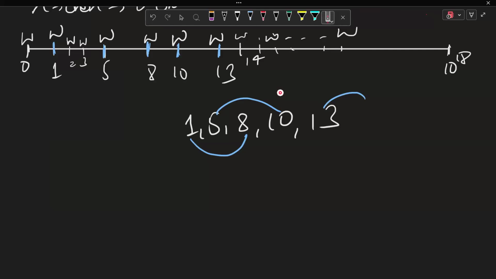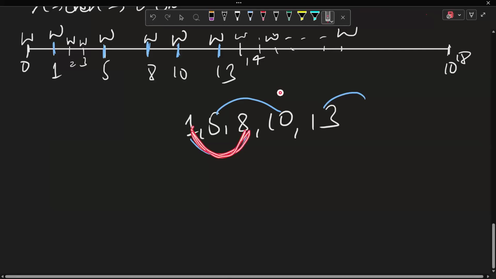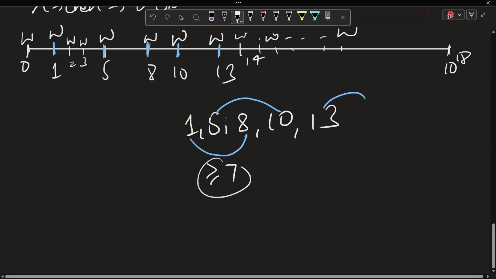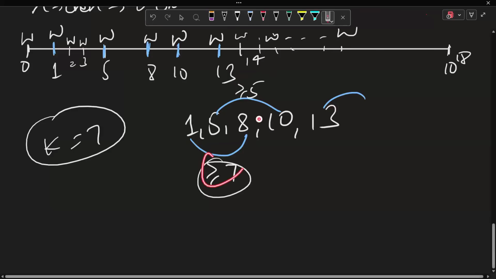In that way, to make 1 and 8 both black, your k would be at least 7. If your k is less than 7, you won't be able to paint both of them black. Now to paint 5 and 10 black, the difference is 5, so k should be greater than or equal to 5. If we combine these two, it means our k should be at least 7. If k is less than 7, this condition would not be satisfied. So the maximum among all the pairings is the minimum k that you can get.